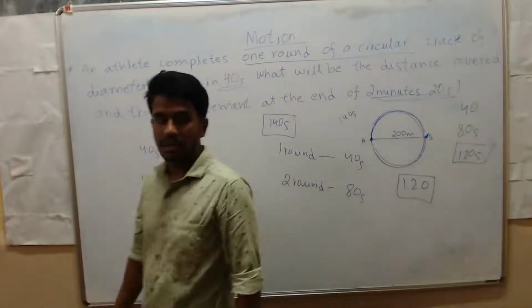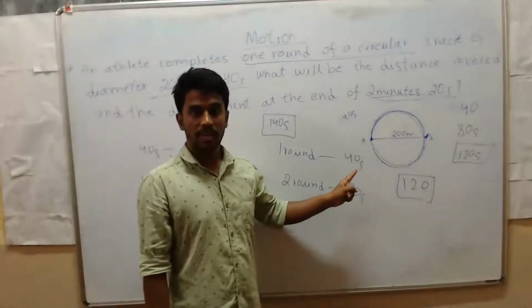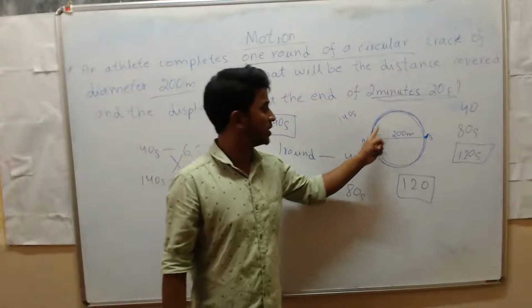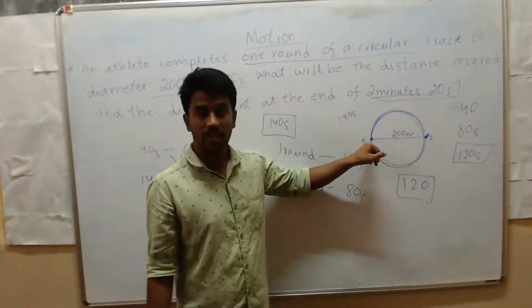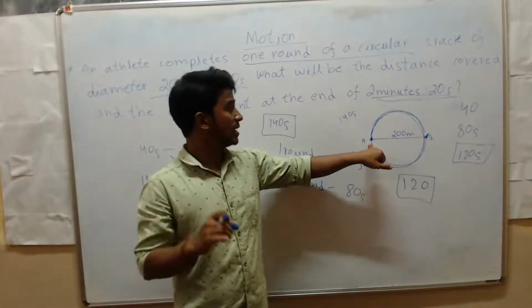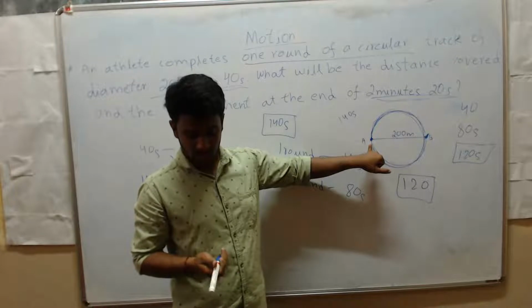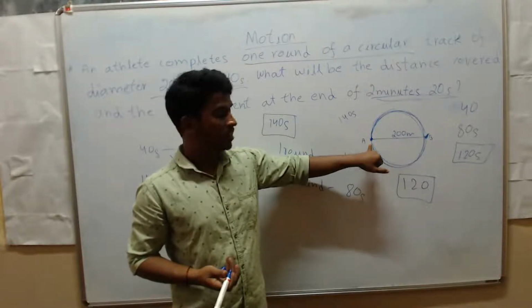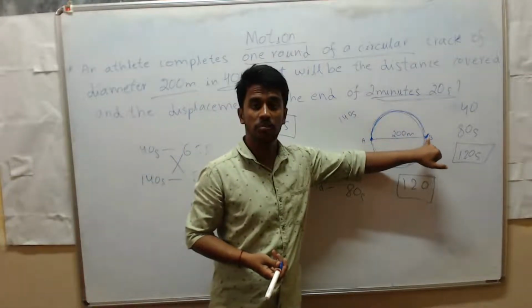Okay, clear? See here, in 40 seconds, he will complete one round. In 80 seconds, he will complete two rounds. In 120 seconds, he will complete 3 rounds. After 3 rounds, his position is at A only, but he traveled 140 seconds. So 120 seconds time is over. Clear? So now after 20 seconds, his position is at B.